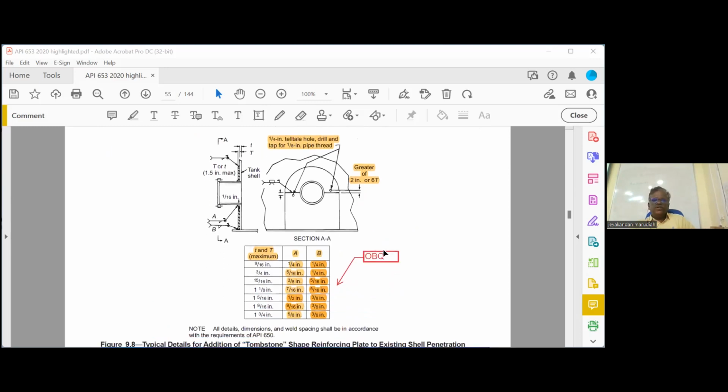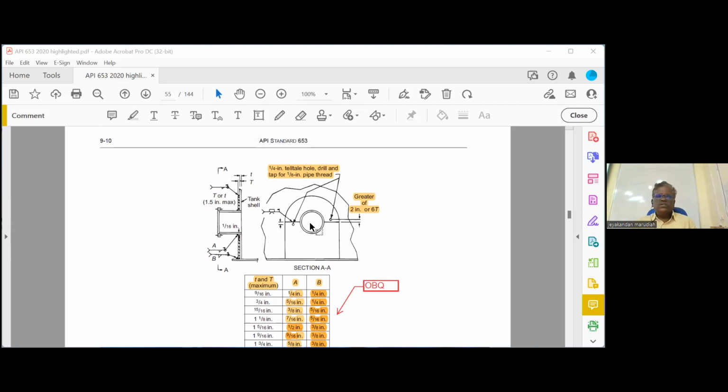On the next page, suppose you are adding reinforcement at the shell to bottom weld. This shape is called a tombstone. Then what should be the B dimension? This is the shell to bottom weld reinforcement, where we are directly attaching to the shell to bottom weld. What should be the B dimension? Also open book. Now, here there is a problem. Any reinforcing plate will have holes. What are these holes called? Telltale hole or weep hole. What should be the distance of the telltale hole from the horizontal joint? 2 inch or 60. And what should be the hole size? 1/4 inch with 1/8 inch thread.